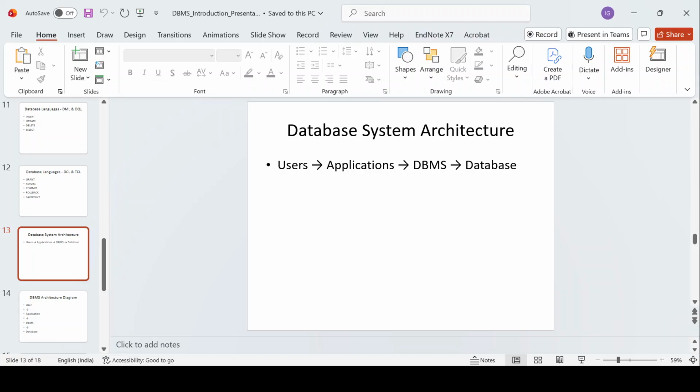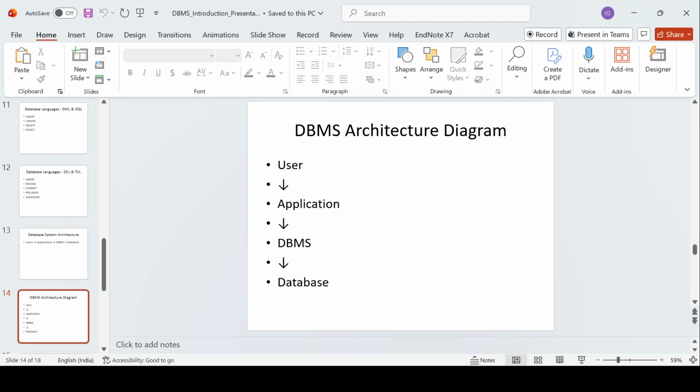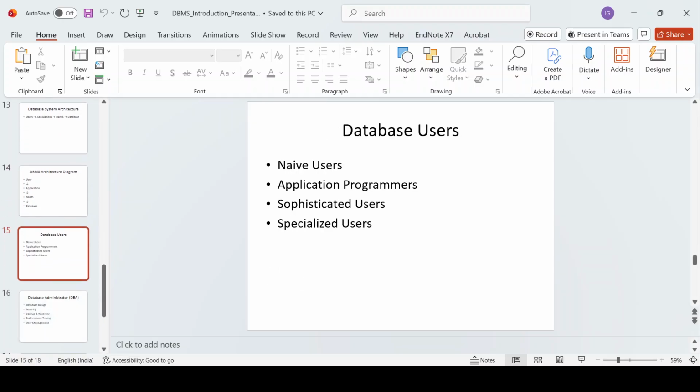So next we see the database system architecture. In a database system, users interact with applications. The application communicates with DBMS which manages and accesses the database. So next we see the DBMS architecture diagram. This diagram shows the flow of information from the user to applications and then to DBMS and finally to the database where data is stored.